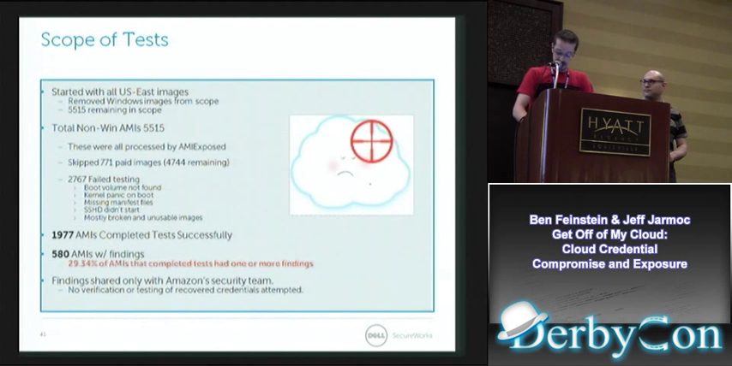So at the end of the project, we were left with 1,977 images that we had completed successfully. I mentioned the group of German researchers that did different work. The statistics they released, they said were based on 1,000 images, so we've got nearly twice as many. Of those images, we had 580 that had at least one finding. So that's 29.34% of the AMIs that we were able to successfully scan. Which is a pretty surprising number, I think.